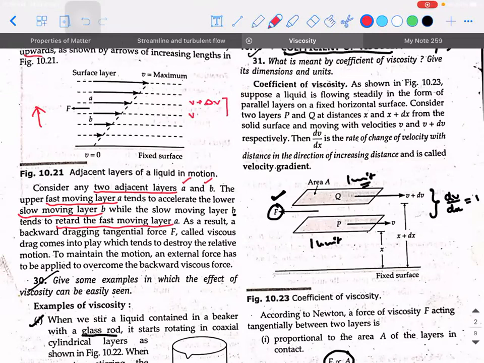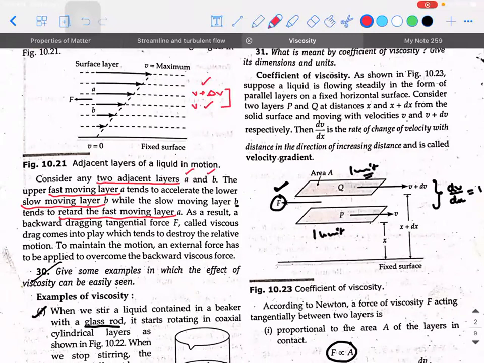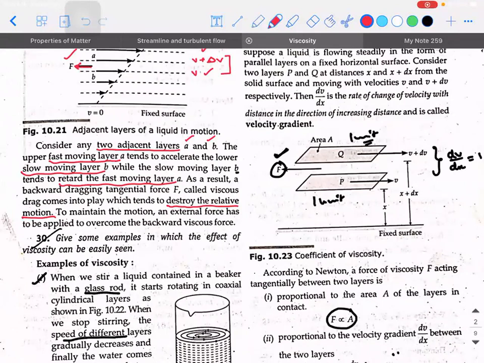Since velocity of each layer is not the same, they cannot move at the same pace, right? They cannot move together. So the top layer will tend to accelerate and the bottom layer will tend to retard the accelerating layer. As a result, there will be a dragging force that will come into picture, which will act exactly in the opposite direction. This force is what is called the force of friction or viscous drag, which will tend to destroy the relative motion between them. This is the main cause for viscosity. This is how viscosity comes into picture.